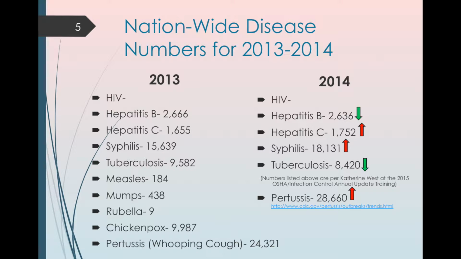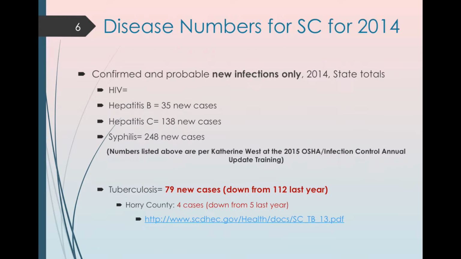Let's start out with disease numbers on a national level. We have on the left side the numbers from 2013. On the right side we have numbers for 2014. As you can see, we have a decrease in the overall new cases that have occurred. Hepatitis B and tuberculosis in general have decreased, but if you look at the ones that have increased, hepatitis C, syphilis, and pertussis are ones that have increased, and we'll talk a little bit more in depth about those.